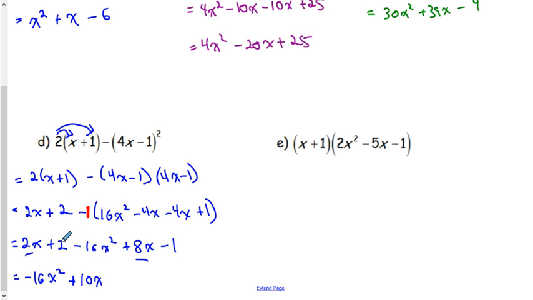And let's combine our regular numbers. 2 and negative 1 will just equal 1. So negative 16x squared plus 10x plus 1. Whew, that's a tricky one.